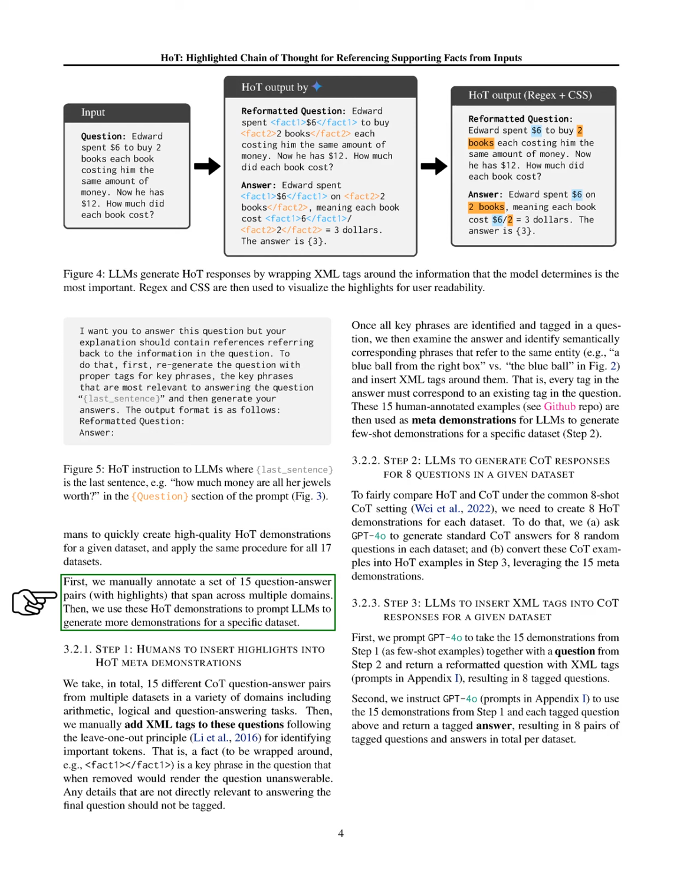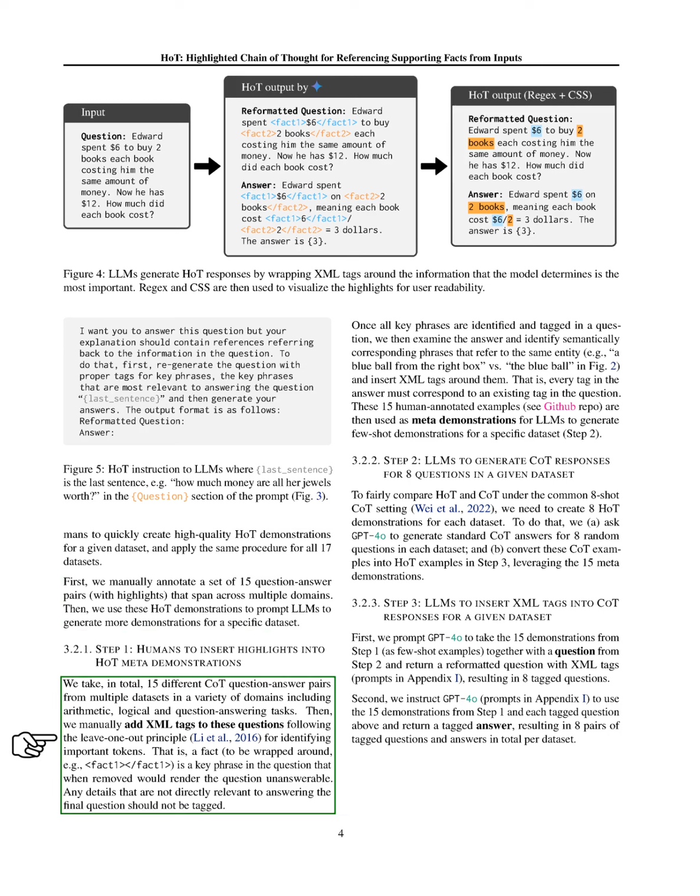In the first step, we select 15 HoT question-answer pairs from different datasets and manually add XML tags to highlight key phrases. We follow a principle where a fact is a crucial phrase that, if removed, would make the question unanswerable. We ensure that any irrelevant details are not tagged. After tagging the questions, we identify corresponding phrases in the answers and tag them as well, ensuring that every tag in the answer matches a tag in the question. These 15 annotated examples serve as meta-demonstrations for the LLMs.